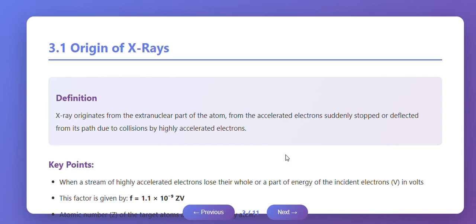There's a mathematical relationship for this, and it's given by this formula: F equals 1.1 times 10 to the power of -9 multiplied by Z and V. Here, Z is the atomic number of the target material, and V is the voltage in volts. This factor tells us how much of the electron's energy gets converted into X-rays. Keep this formula in mind. We'll see it in action later.